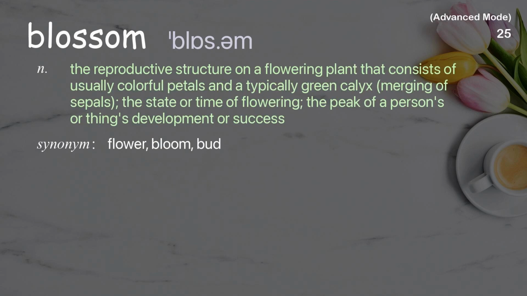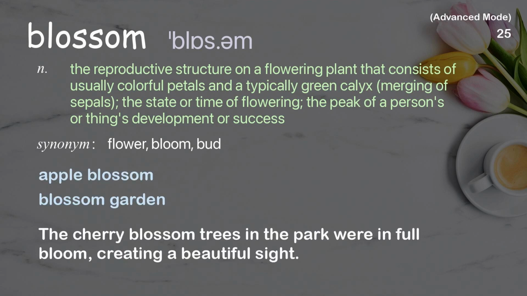Blossom. The reproductive structure on a flowering plant that consists of usually colorful petals and a typically green calyx, merging of sepals, the state or time of flowering, the peak of a person's or thing's development or success. Examples: apple blossom, blossom garden. The cherry blossom trees in the park were in full bloom, creating a beautiful sight.